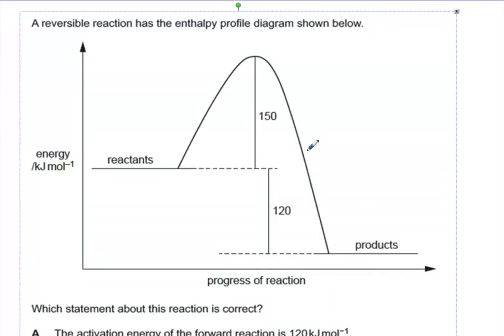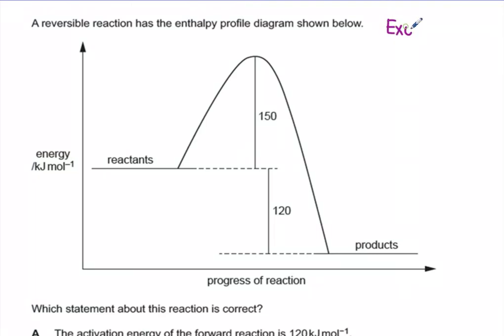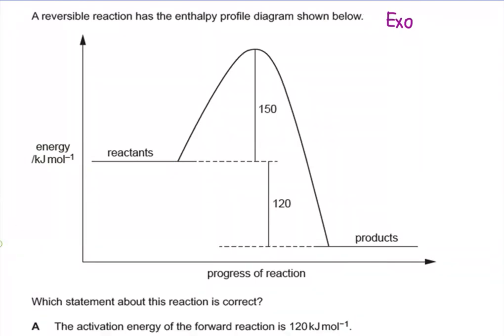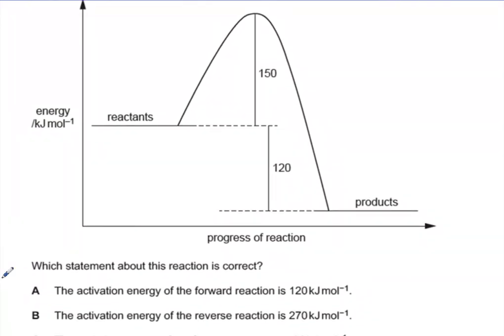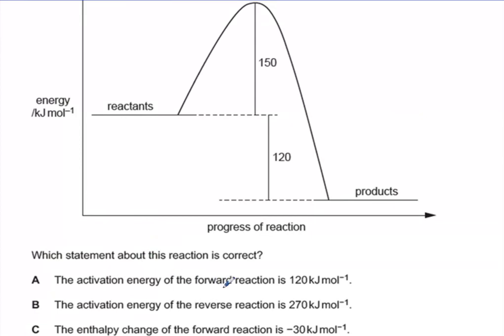So my next question is an enthalpy profile diagram question. Before I even start, I'm thinking this is an exothermic reaction, because the products are lower in energy than the reactants. Energy is given out. I'm looking at the forward reaction here with an activation energy of 150, and the enthalpy change is minus 120. So the first one says the activation energy of the forward reaction is 120.